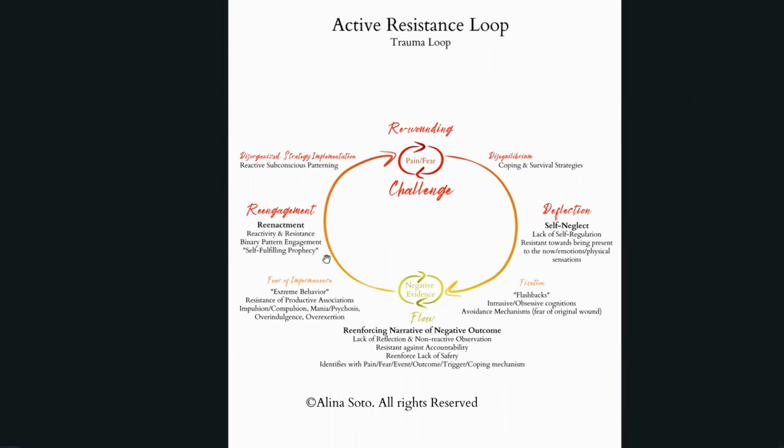We're going to start engaging binary pattern thinking. So essentially what that means is kind of like I said before, like there's only two people in the world, the victims and the abusers, right? The lions and the sheep. We're going to start thinking only in binaries. It's either all or nothing. And what we're creating for ourselves during this re-engagement phase is a self-fulfilling prophecy.